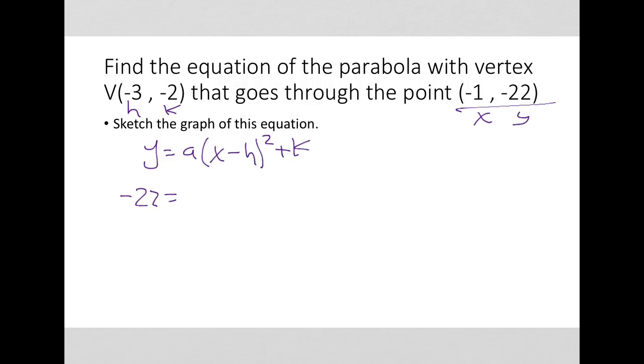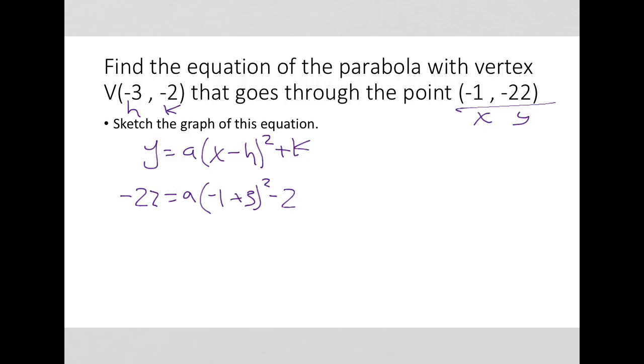So negative 22 equals a. I don't know what a is, that's what I need to find, but I know that x is negative 1 minus h, which is negative 3. So minus negative 3 is the same as plus 3 squared, don't forget that squared, plus our k value, which is indeed negative. So I'm going to say minus 2.